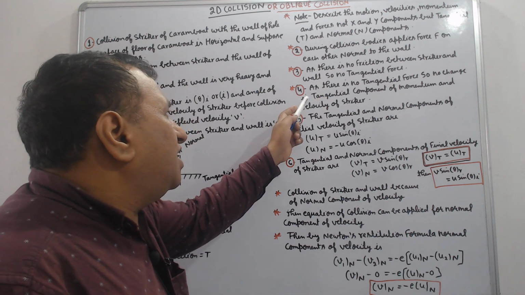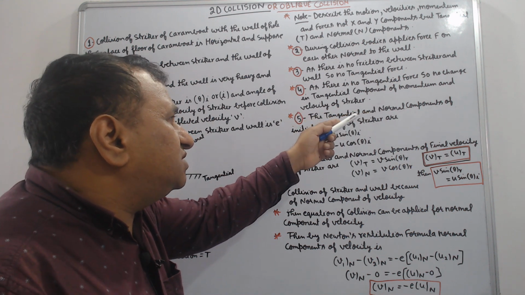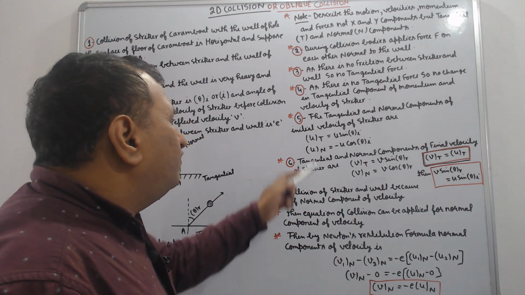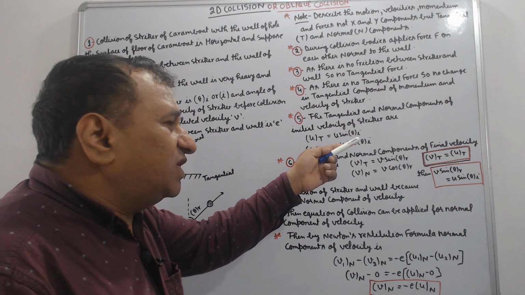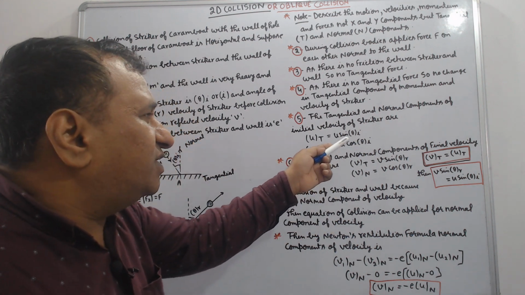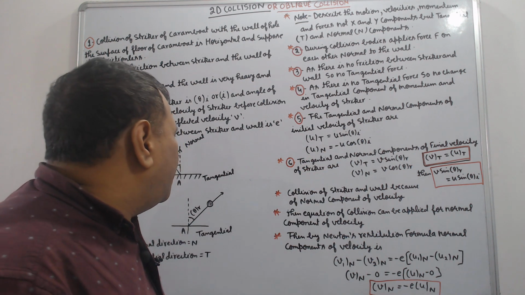Fourth point, as there is no tangential force, there is no change in the tangential component of momentum and velocity of the striker. Fifth point, the tangential and normal components of the initial velocity of the striker are u tangential equal to u sin theta i, and u normal equal to minus u cos theta i.